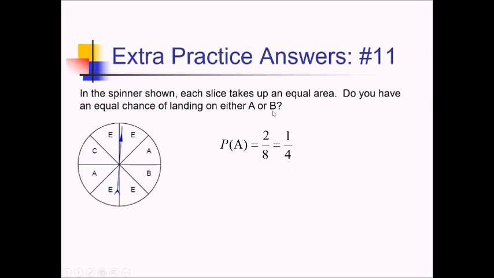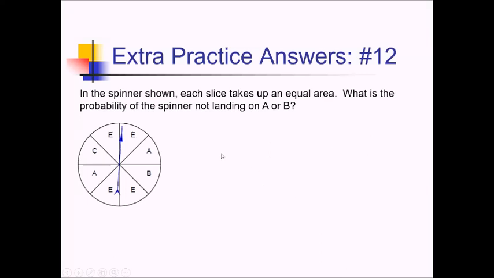And then our probability of B, it's going to again be something over 8 because there was 8 spaces. Now how many B's are on here? Well, here's 1, and it looks like that's the only one. So 1 out of 8. And since 1/4 does not equal 1/8, you do not have an equal chance of landing on either A or B, so that's a no.